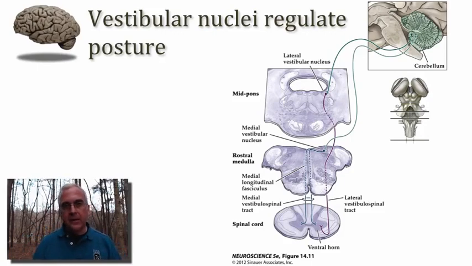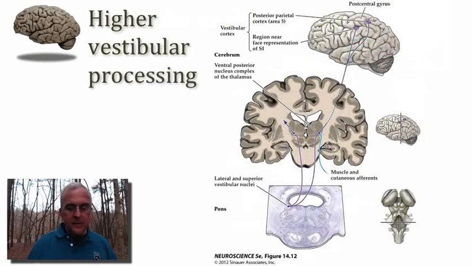So again, it's important to recognize that the medial vestibulospinal tract is mainly a connection to the cervical spinal cord, while the lateral vestibulospinal tract really runs the length of the cord, but it's especially concerned with the activation of extensor muscles in the lower extremities. And lastly, I'd like to just talk very briefly about higher vestibular processing.